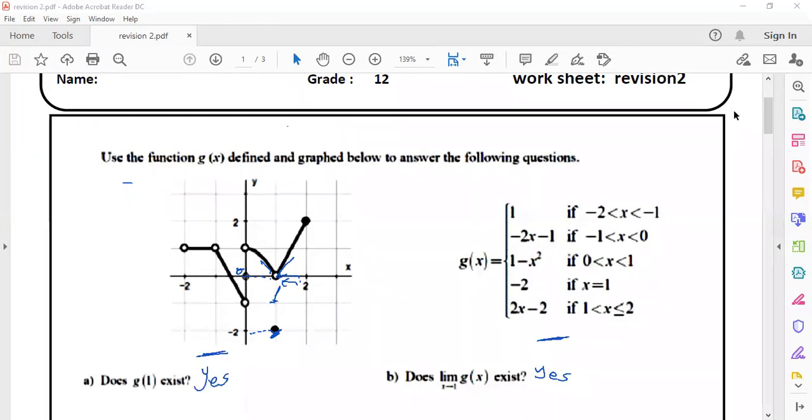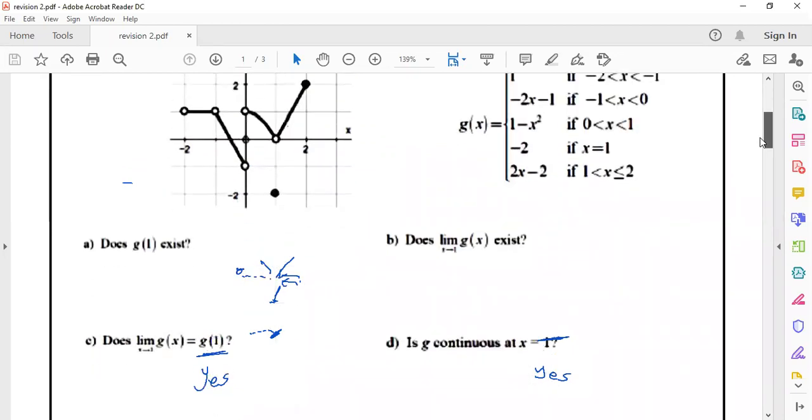Let's see the next question. Look with me here. Does the limit of g of x when x approaches 1 equal g of 1? Until we take the pen, I'm sorry, because I have to change from mouse to pen. As you see here, does the limit of g of x when x approaches 1 equal g of 1? You have to look at it. Clear everything first.